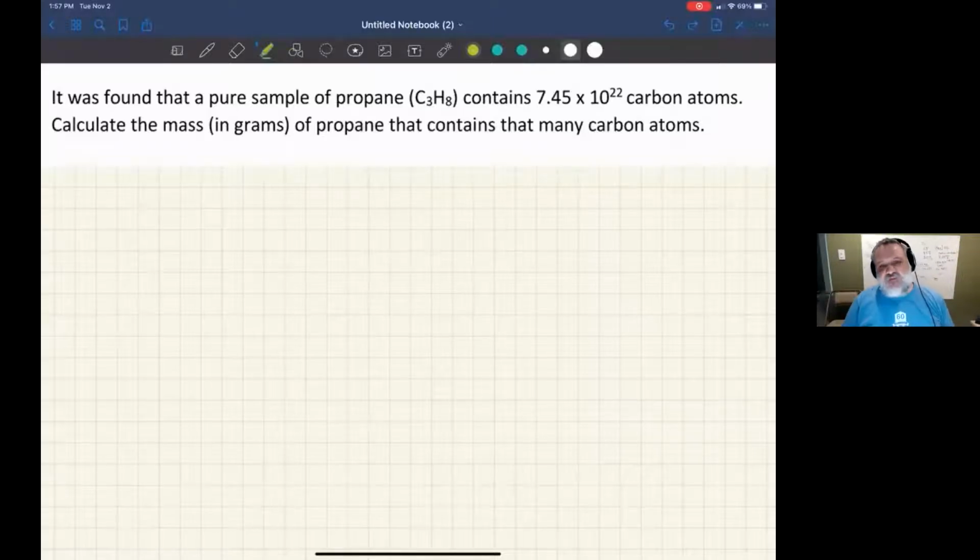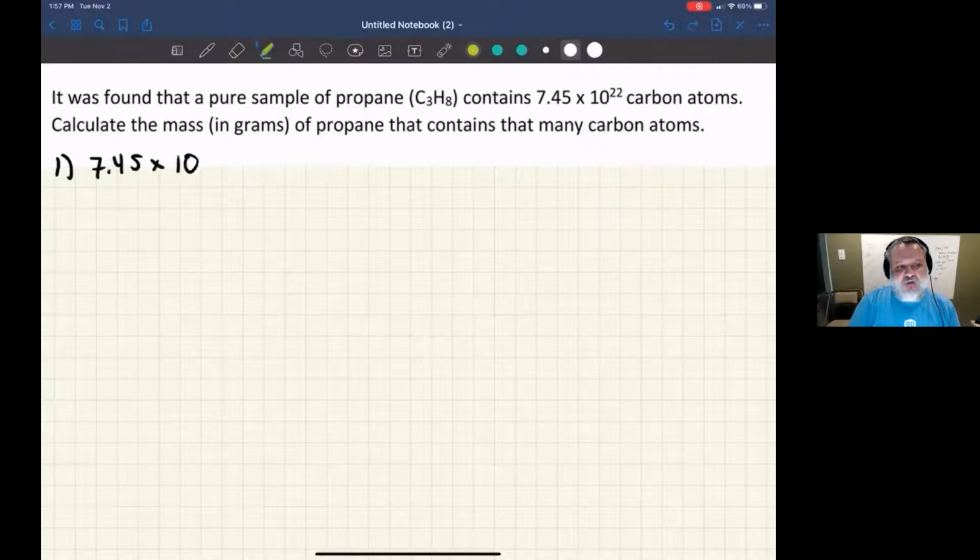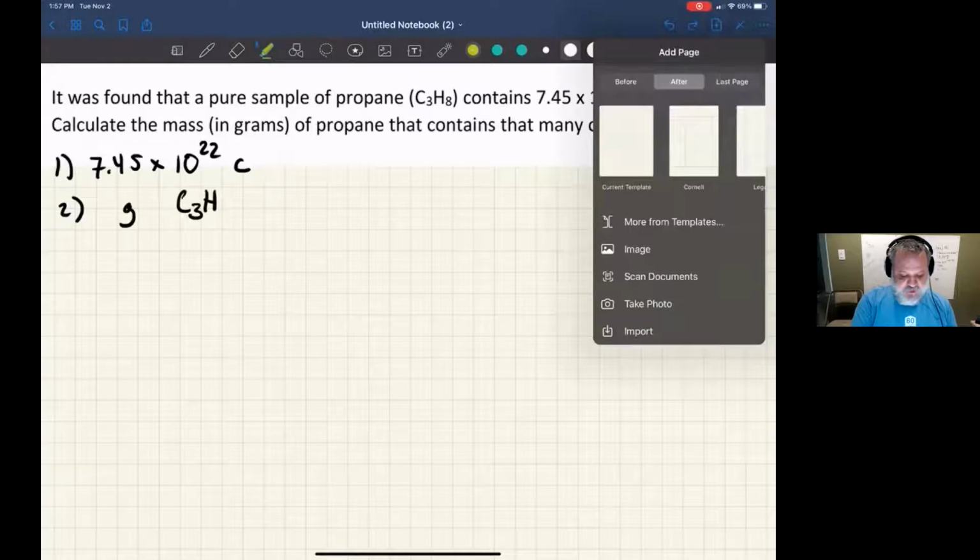Okay, this problem asks us to figure out the mass of propane that contains 7.45 times 10 to the 22 carbon atoms. So I'm going to organize my thoughts in the same way that I always have, starting off with what am I given? I'm given 7.45 times 10 to the 22 carbon atoms. Now, what am I asked for? I'm asked for the mass of C3H8.